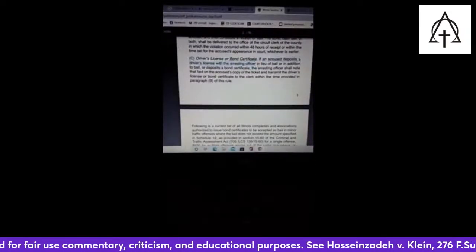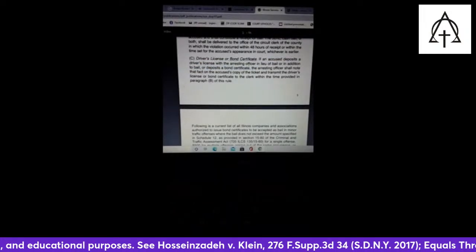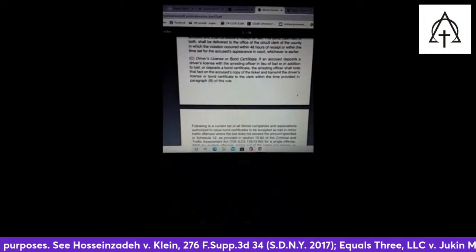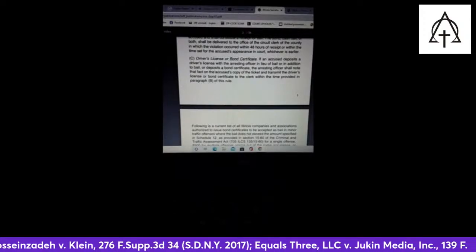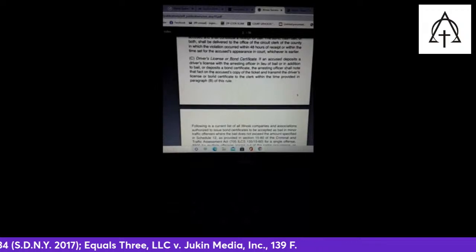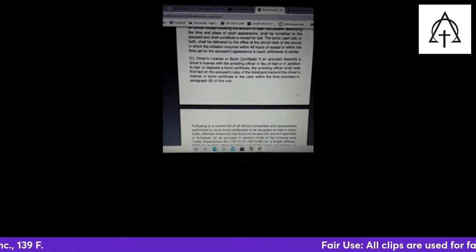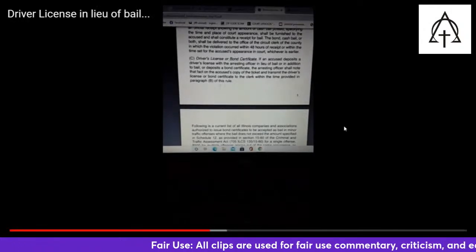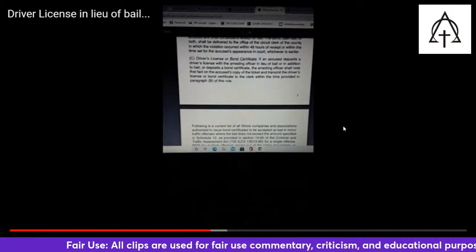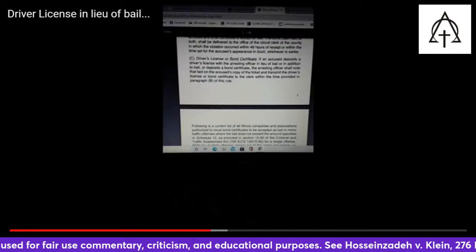Driver's license or bond certificate: if an accused deposits a driver's license with the arresting officer in lieu of bail or in addition to bail, or deposits a bond certificate, the arresting officer shall note that fact on the accused copy of the ticket. In other words, there is no place for it on the ticket. He must handwrite it, and transmit the driver's license or bond certificate to the clerk within the time period provided in paragraph B of this rule, and that says 48 hours. And notice it says here arresting officer.